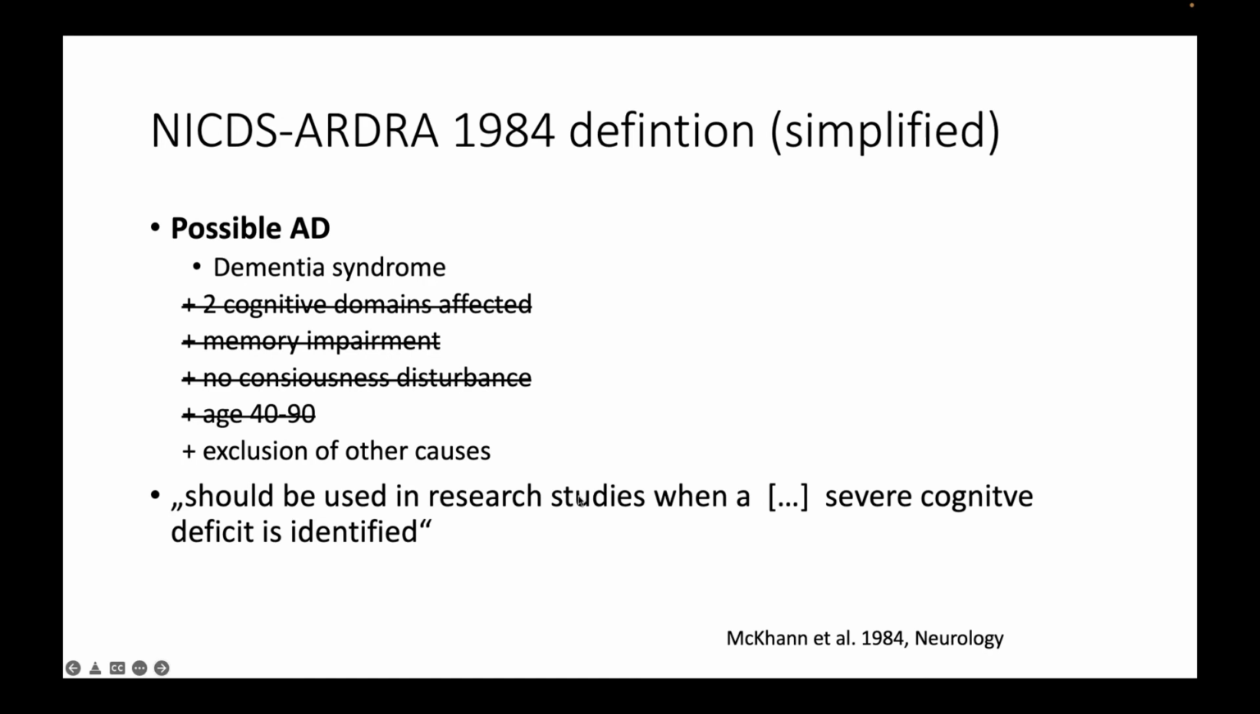But this is important to know, because in the paper that McKhann wrote in 1984, they wrote that this should be used in research studies as a correlate for dementia or severe cognitive deficit. And actually, this is also the case in most of the studies. So in almost all studies, except maybe in the last few years, when there is talk about Alzheimer's disease, you have to expect that it's this possible Alzheimer's disease, and actually it's just dementia, and therefore you would expect that about 30 to 40% of these patients do not suffer from Alzheimer's disease, but from something else.